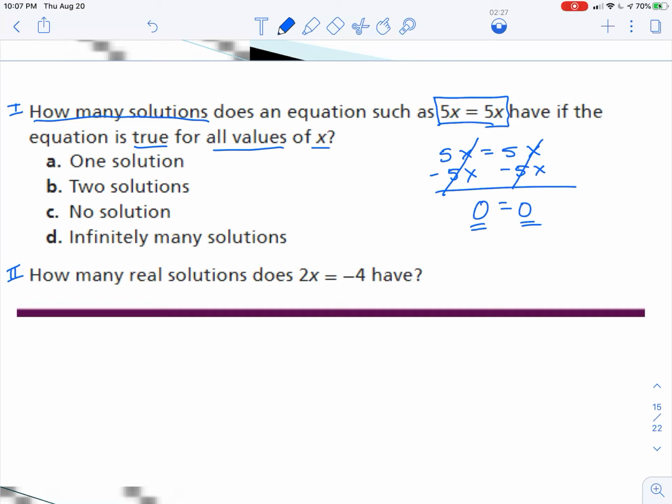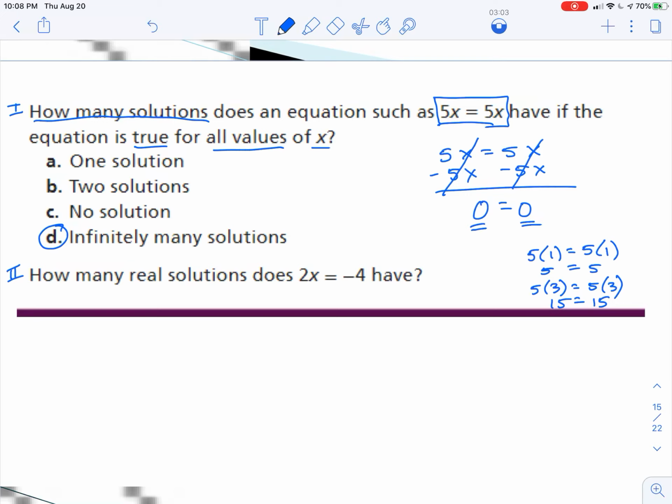This could have many solutions because I could put a 1 in there for x. Let's do that down here. If I said the value of x was 1, I would have 5 equals 5. If I put a 3 in there, I would have 15 equals 15. The statement is always going to be true because whatever I put in for x is going to be multiplied by the same number, right? It's always going to be multiplied by 5. So in this case, you're going to have infinitely many solutions. I can put anything in there for x, and that statement will always be true.